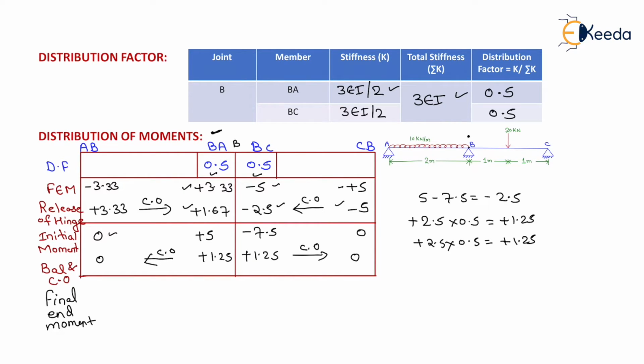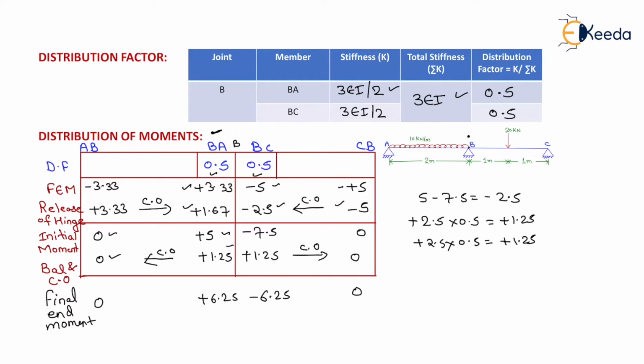So when we add these two values, the final end moment will be equal to 0. When we add these two values, it will be equal to plus 6.25. Similarly, minus 6.25 and 0. So the net moment acting at support B will be equal to 0, so there will be no unbalanced moment. So we have distributed all the moments correctly. Now we need to find the support reaction according to these moments.